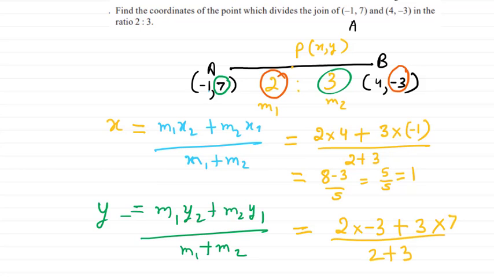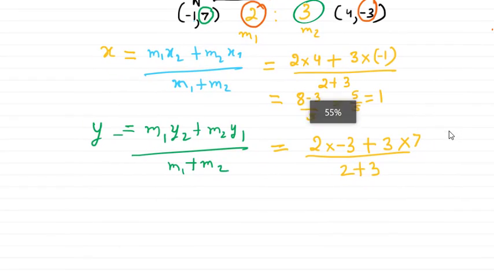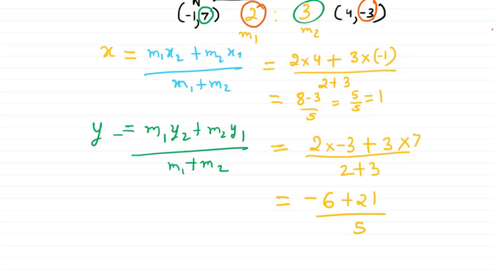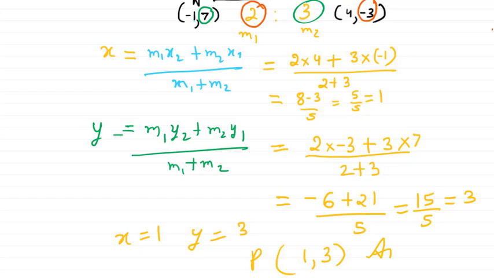And now we need to solve it. So here we'll get minus 6 plus 21 divided by 5. So that will be 15 by 5 and you'll get answer 3. So x is equal to 1 and y is 3. So the coordinates of P will be 1, 3. So that's the answer for this question.